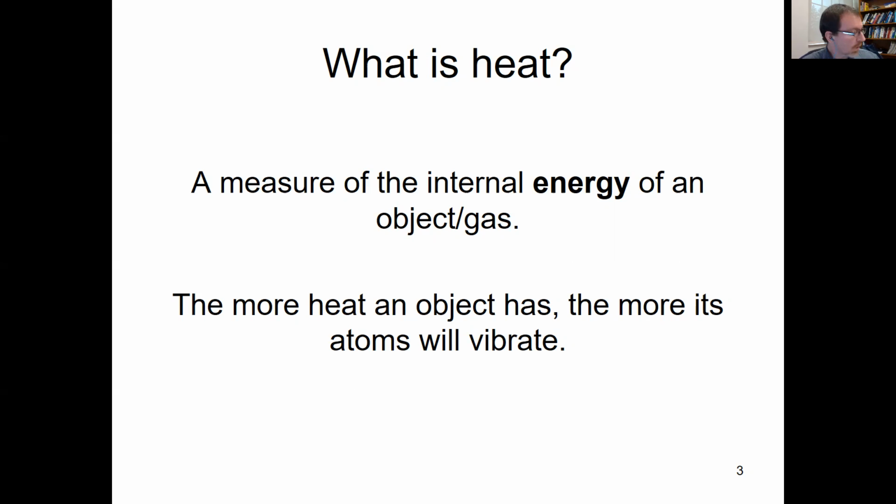Heat and temperature are not the same. Heat, again, is energy, and temperature is not. So just like the energy that we learned about last semester, kinetic energy, gravitational potential energy, so on and so forth, heat is just another form of energy.